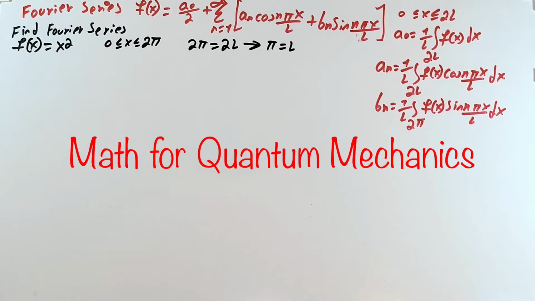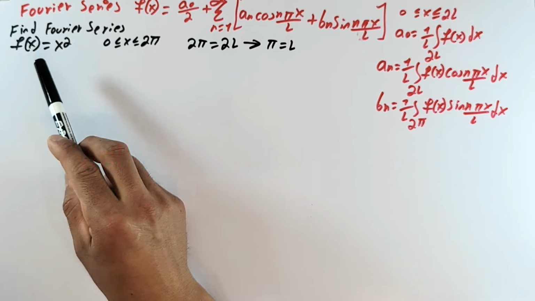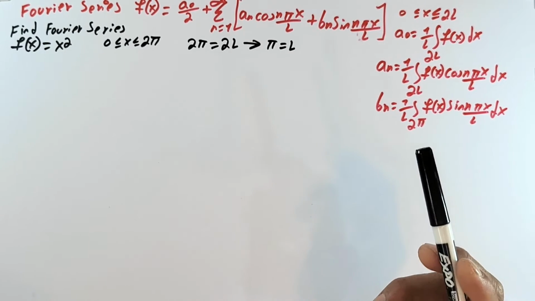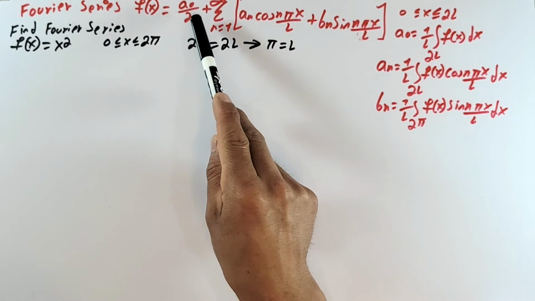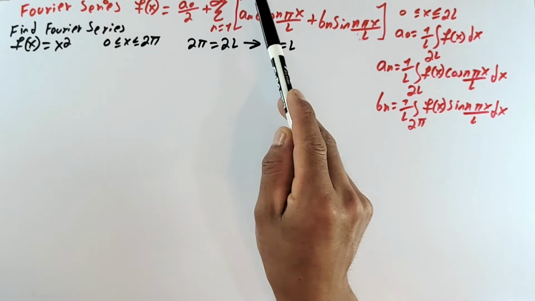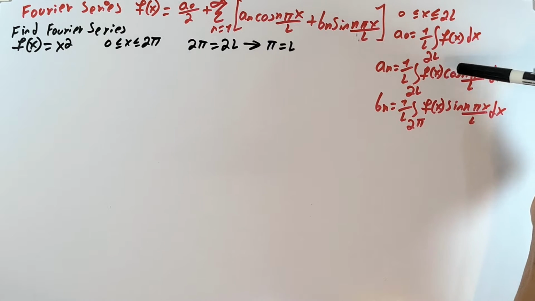Today we're going to find the Fourier series of this function. It's a very simple function, and to find the Fourier series we have to apply this formula. Basically we need to find the coefficients a0, an, bn, and the coefficients are given by this formula.